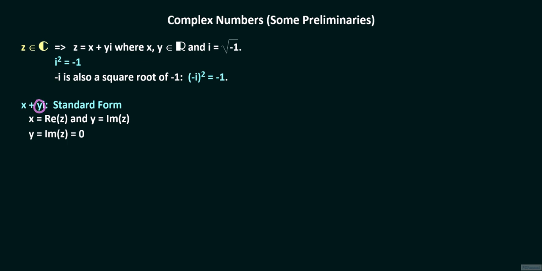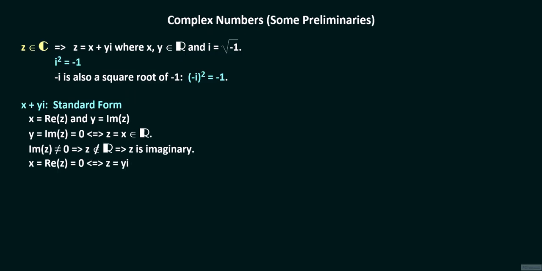y, or the imaginary part of z, is 0 if and only if z is a real number, because z will be equal to x, which is real. On the other hand, if the imaginary part of z were to be non-zero, then z would not be a real number, and therefore z would be imaginary. x, or the real part of z, equals 0 if and only if z equals y times i, so that z is what we call a pure imaginary number.